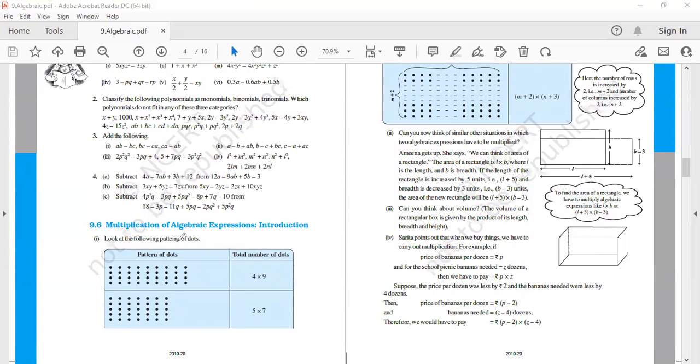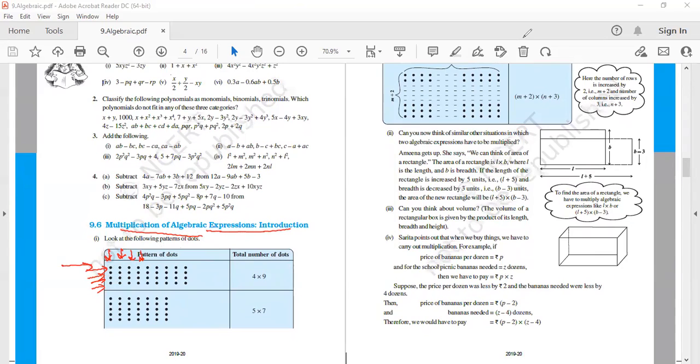Try to understand this table. Multiplication of algebraic expressions, introduction. Look at the following patterns of dots. You can see here there are 4 rows, and these are columns. These are known as rows.